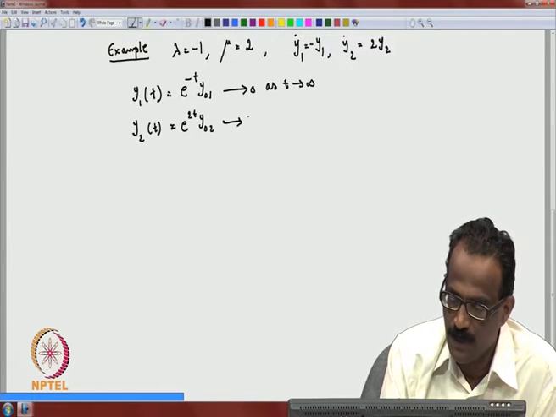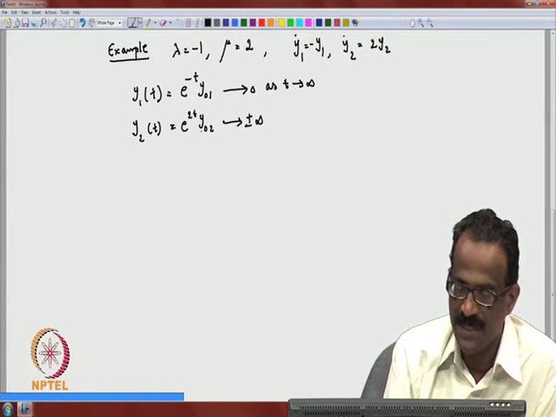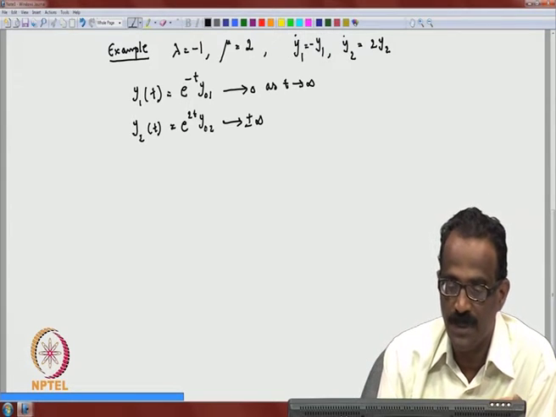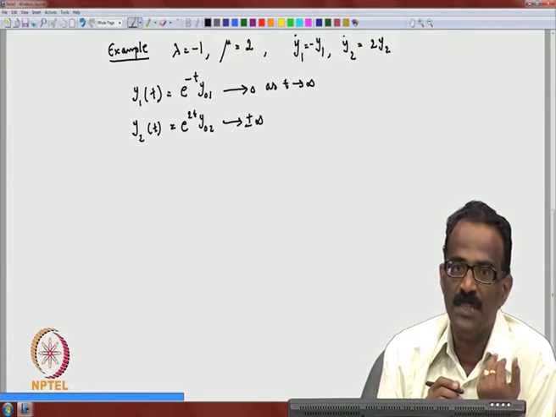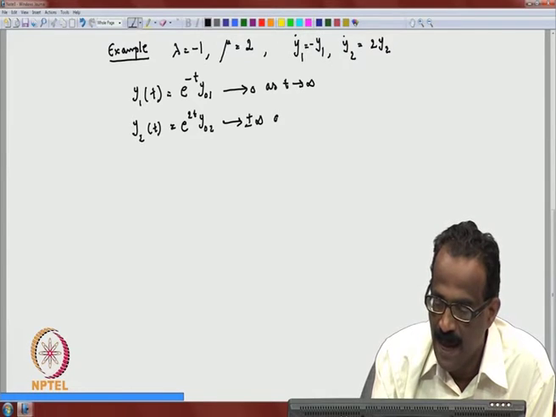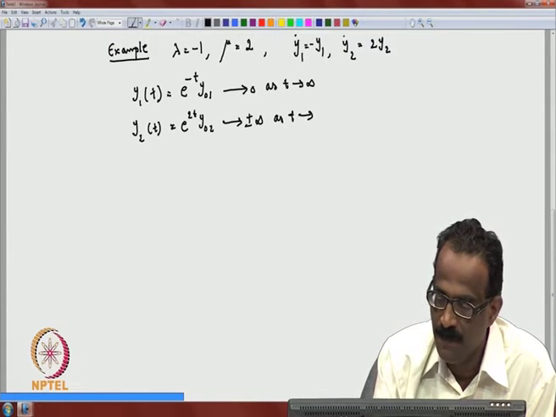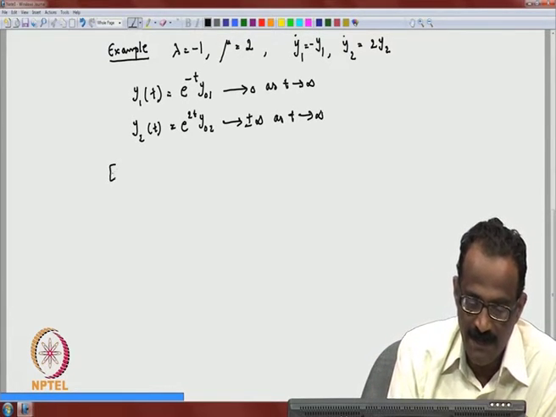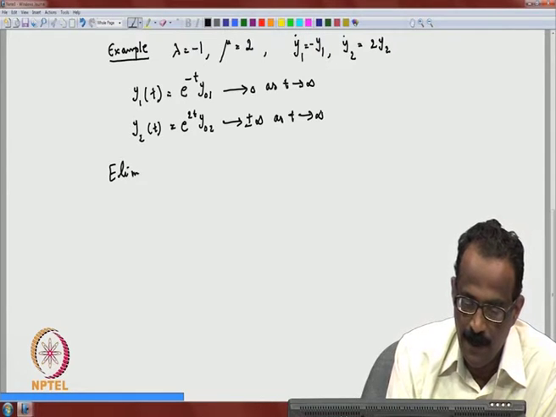This will go to plus or minus infinity, depending on the sign of y0 2. If y0 2 is positive, it goes to plus infinity. If y0 2 is negative, it goes to minus infinity as t tends to infinity. Eliminate t, we have done exactly the same thing.